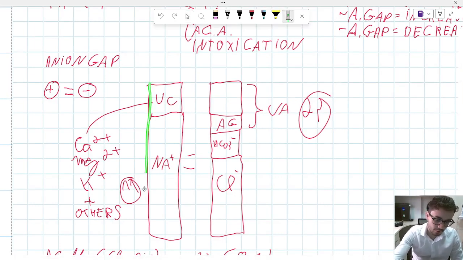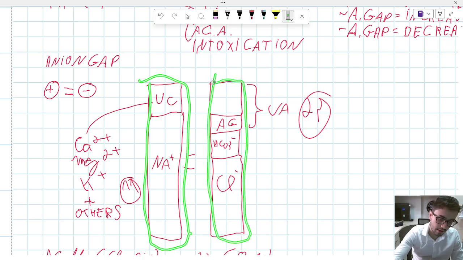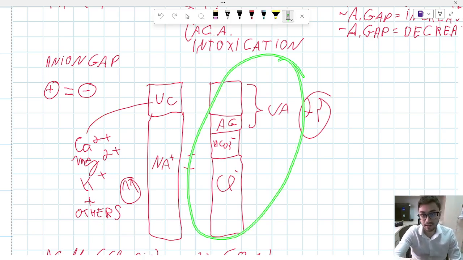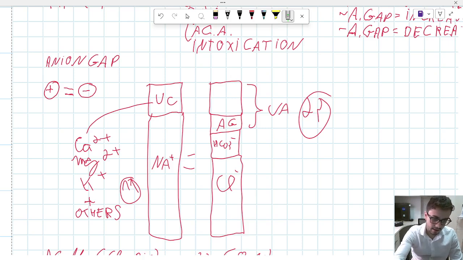Okay, I drew these two columns here. They both represent the ions in our blood. We have the cations, the positive ions, and the negative ions on this side, the anions. Here you can see that sodium is the largest number of cations in our blood. And on the other side, we have chloride, we have the bicarb. Here is AG, the anion gap.